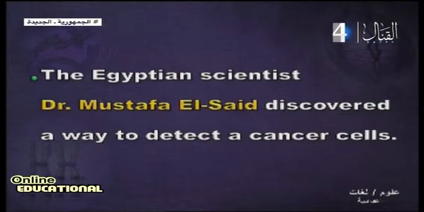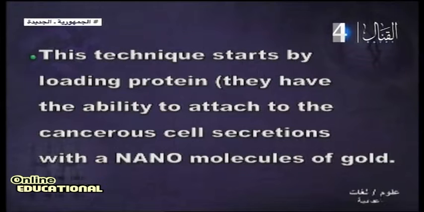The Egyptian scientist, of whom we must be so proud, Dr. Mustafa Said, discovered a way to detect cancer cells. We can detect cancer cells by this technology that starts by loading proteins that have the ability to attach to the cancer cells, carrying nanomolecules of gold. So, we insert a protein that can attach to the cancer cells and carry nanomolecules, or very small molecules, of gold.